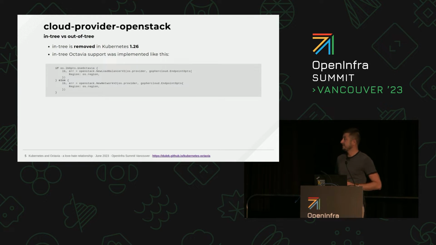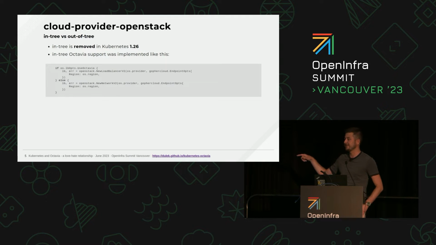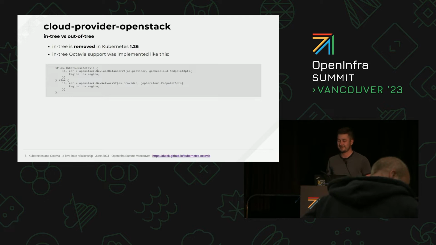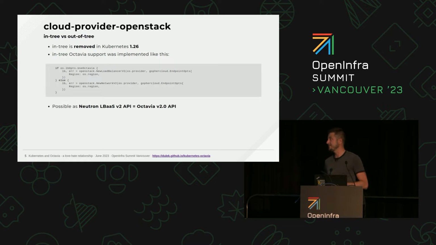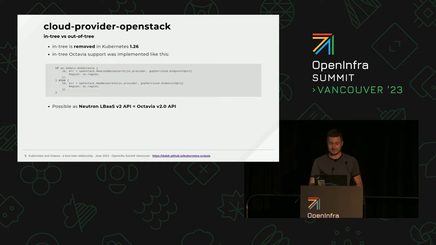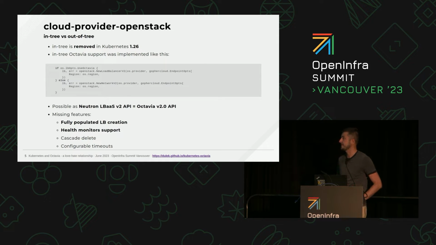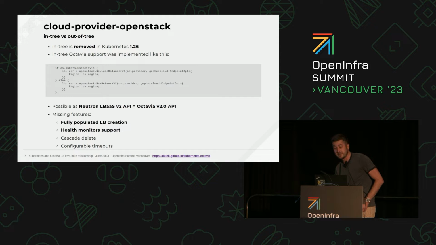And the entry provider was implemented for the Neutron LBAS, not Octavia. The Octavia support was added like this: they basically replace the endpoint if you tell the cloud provider to use the Octavia. So the calls remain the same. This is possible because the Neutron LBAS API was the same as the basic version of the Octavia API. And this means that we are missing features that Octavia provides. And I've highlighted two most important ones, the fully populated load balancer creation and the health monitors support. And later on, you will understand why these are critical for the Kubernetes and Octavia integration.